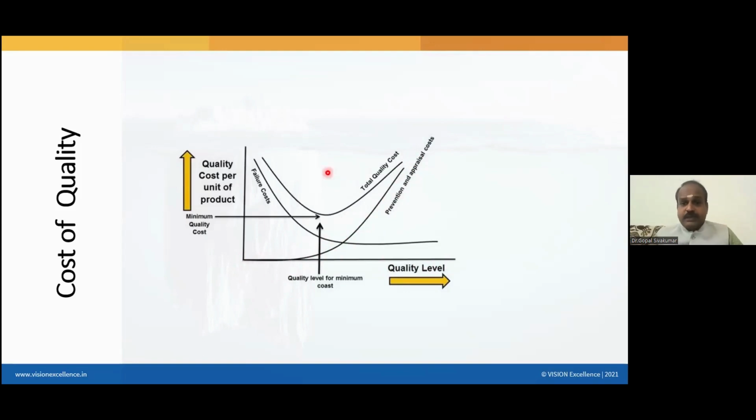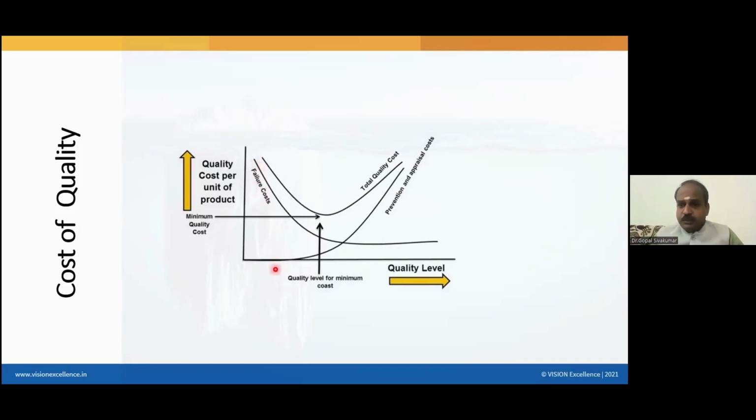On the other side, you see another curve. This is called cost of poor quality, the cost associated with the failure. See here, when your product quality is low, it will fail very frequently. And see here, the failures are more in number.